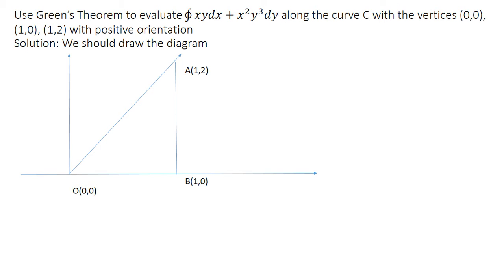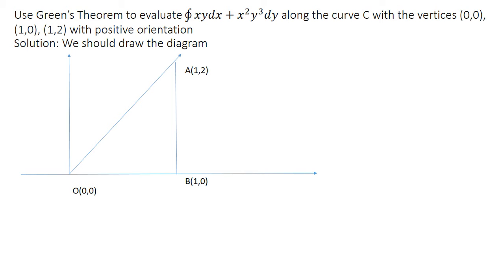Move to the next slide. So we will basically solve some problems based on the previous theorem, Green's theorem. Here the first problem is to evaluate xy dx plus x square y cube dy along the curve C, and this curve has been prescribed with the vertices 0 0, 1 0 and 1 2. For this kind of problem we need to draw the diagram first of all.